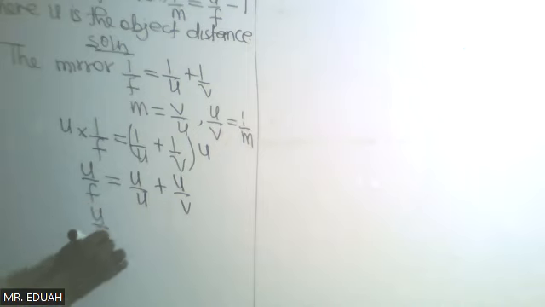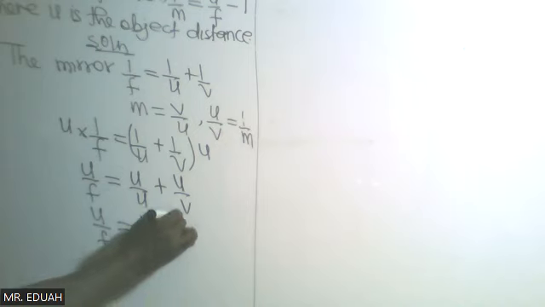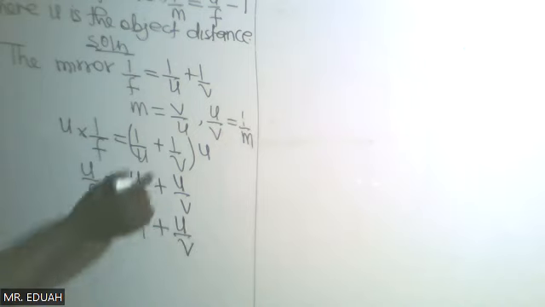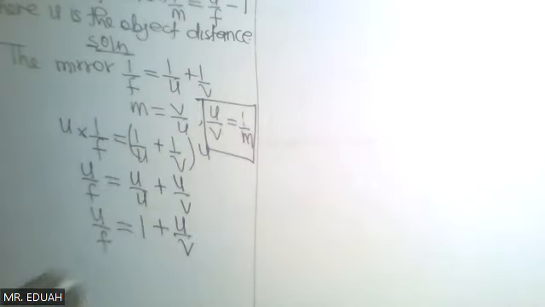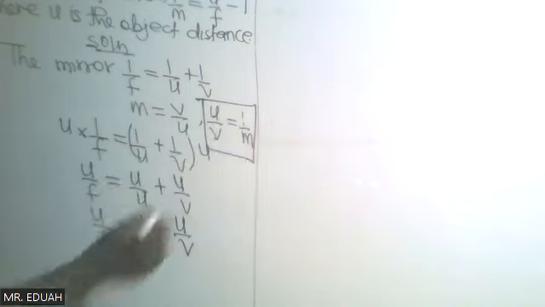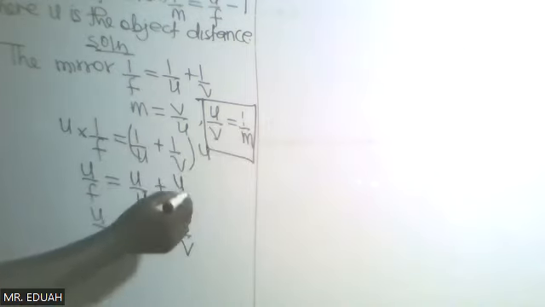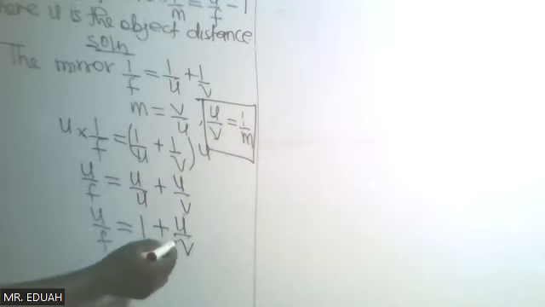U on F is equal to 1 plus U on V. We just established that U on V is equal to 1 over M. So I'm going to substitute 1 over M in place of U on V.